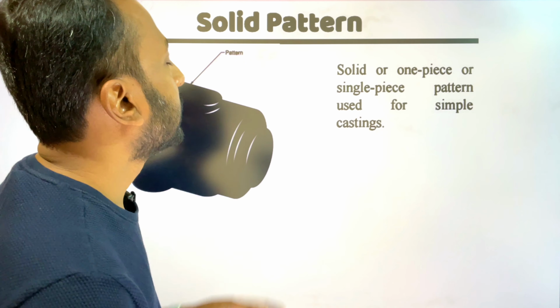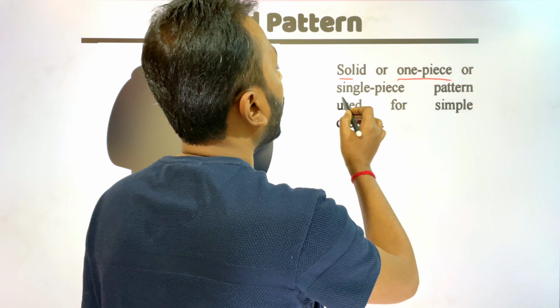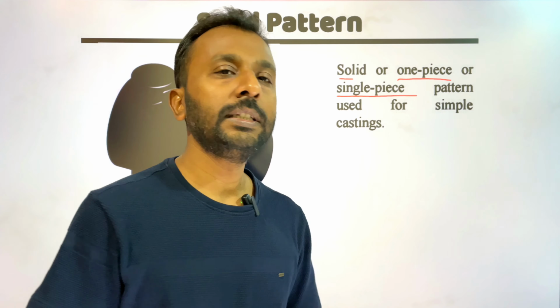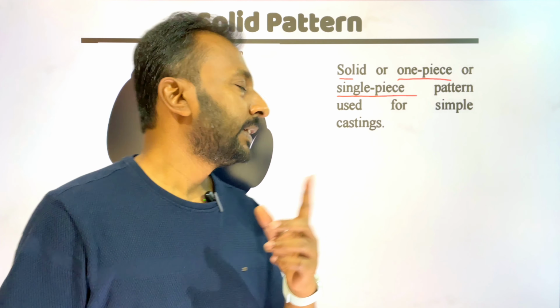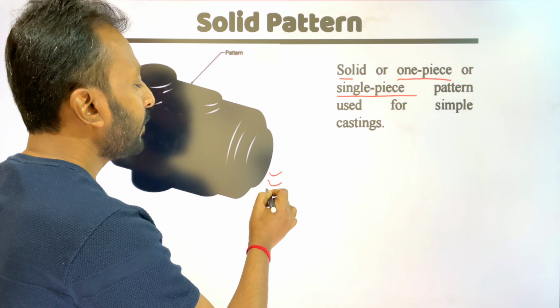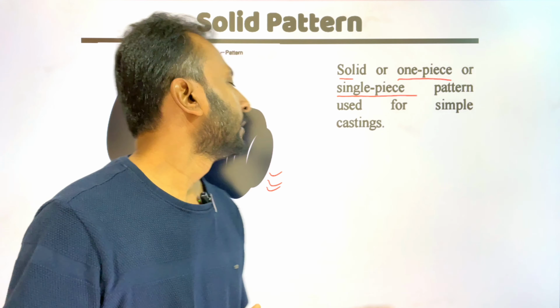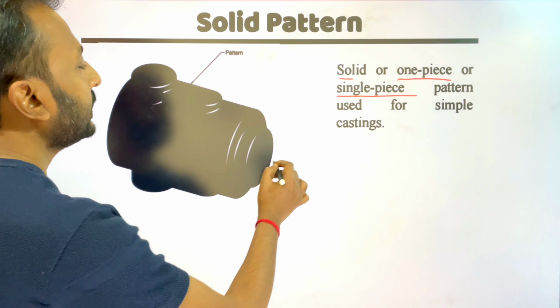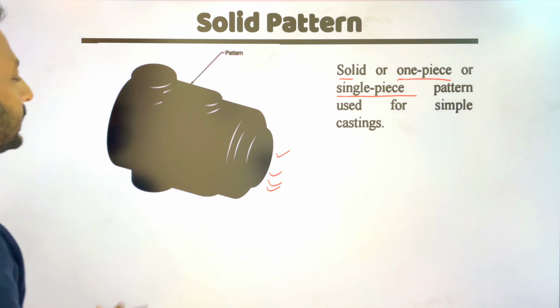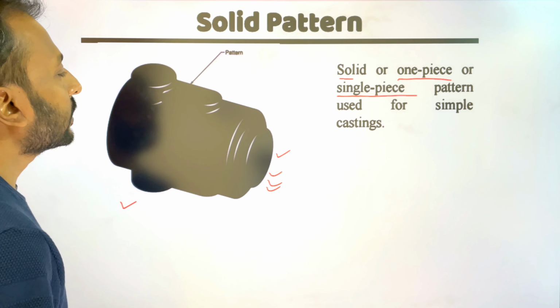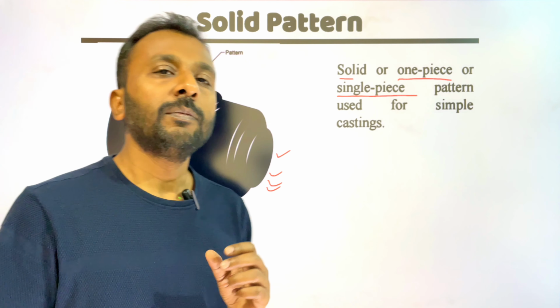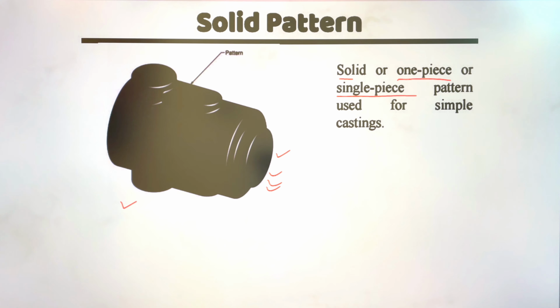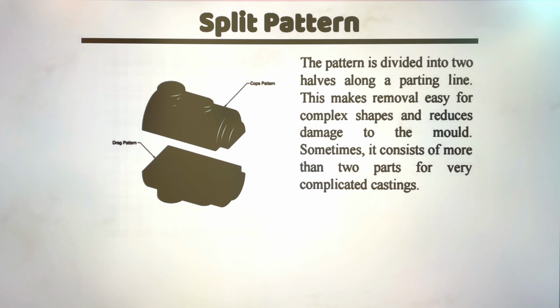First one is solid pattern, that is called solid or one piece or single piece pattern. This is very simple in construction and it is only made of one piece. It can be metal, wood, or plastic, whatever we want to make for casting. Here we can see the single piece or solid pattern. This is the simplest type of pattern and it is used for very simple metal casting processes, giving a very simple construction type casting product.